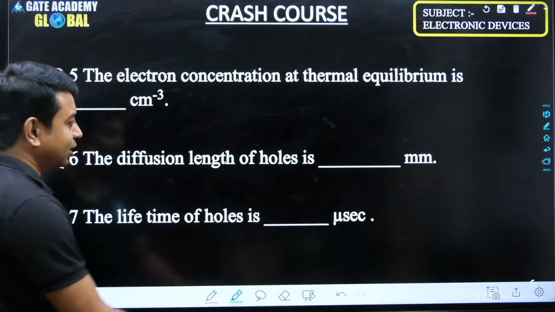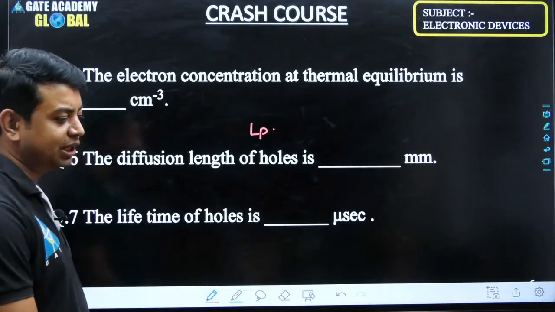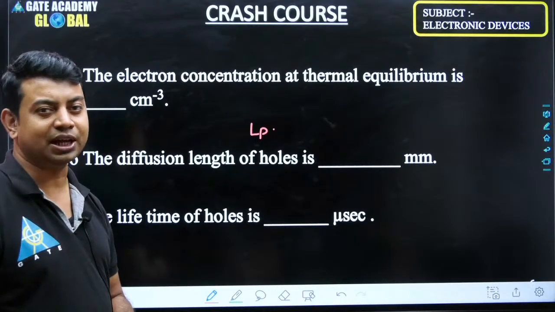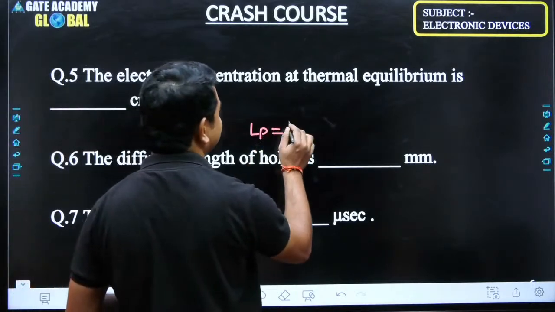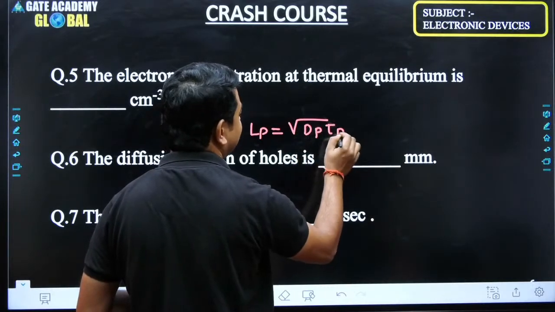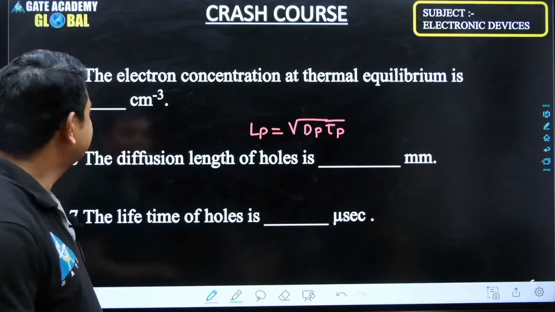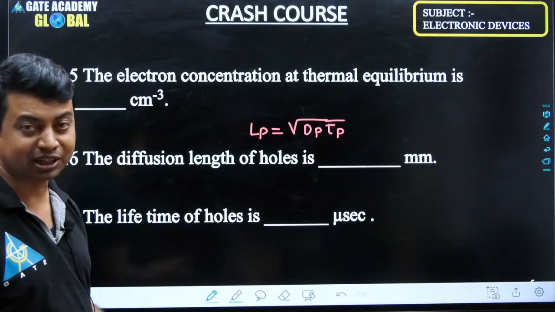Sir, diffusion length of holes means here they are asking about LP. So LP can be found out in how many ways? LP, or we can write L is equal to root over Dp into tau p. This formula we have already seen in our previous class. Now the diffusion length of holes can be found out in some other way also.